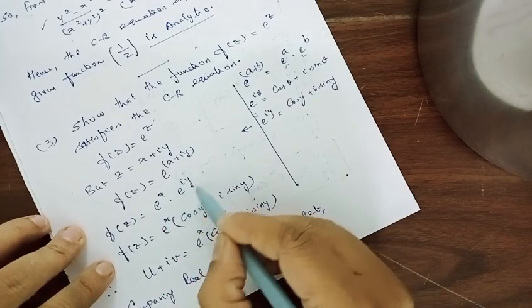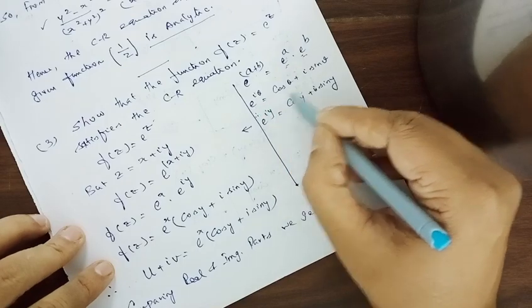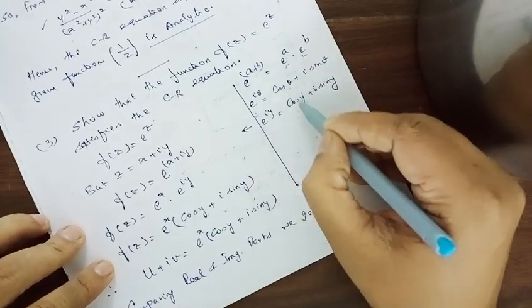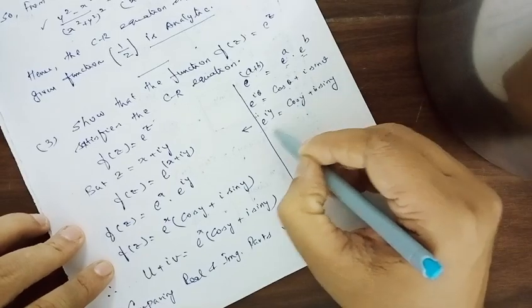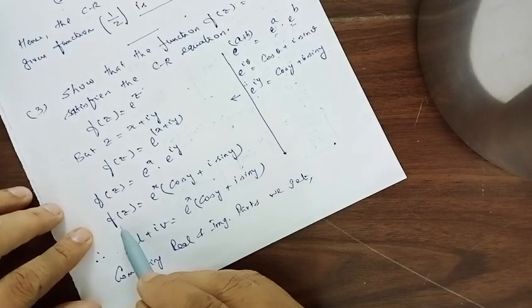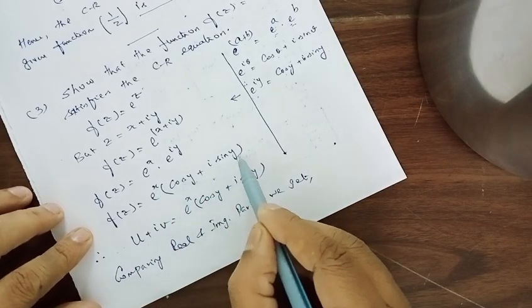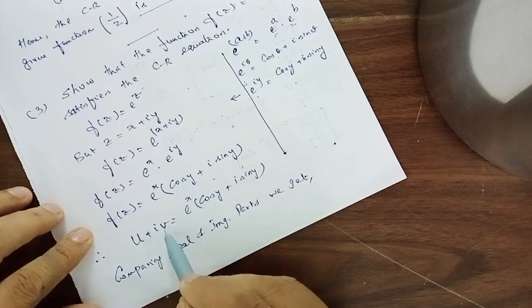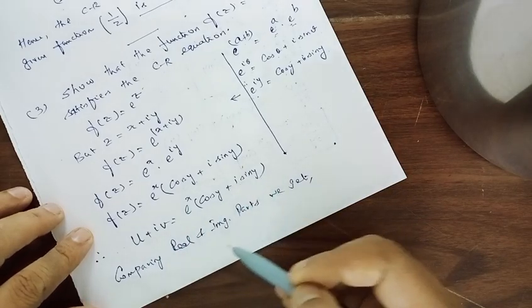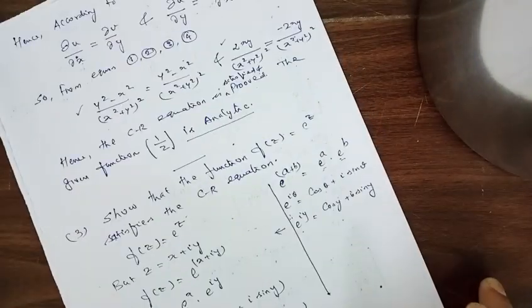We separated it. But for this e^(iy), we know e^(iθ) is equal to cos θ + i sin θ. We know this. Therefore, e^(iy) is nothing but cos y + i sin y. You substitute this value here. So what do we get? f(z) is equal to e^x (cos y + i sin y). Therefore, u + iv is equal to e^x (cos y + i sin y). Now you separate the real part and imaginary part.